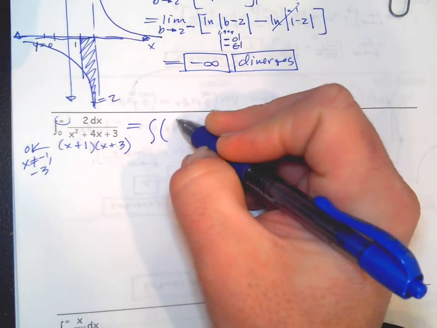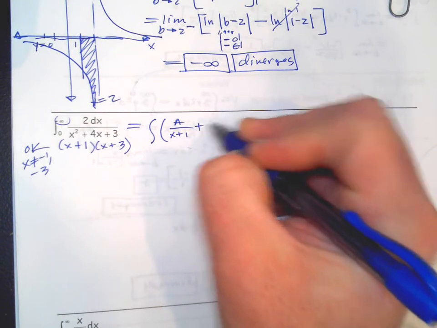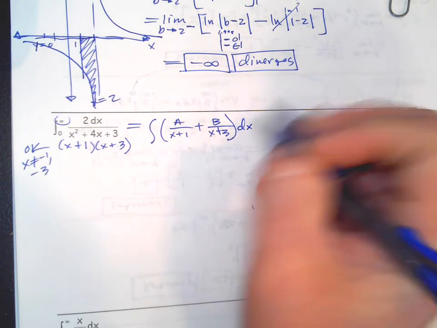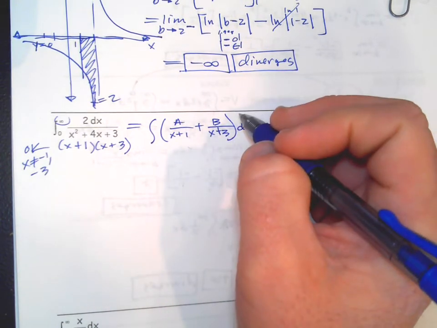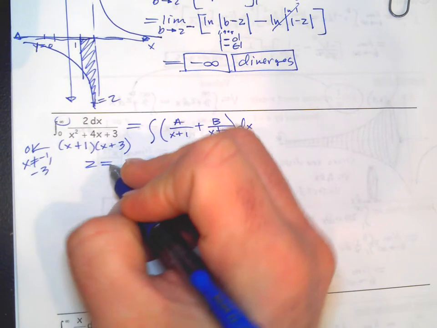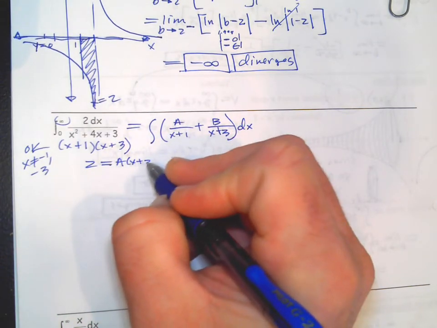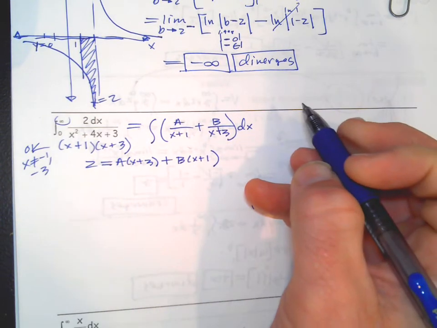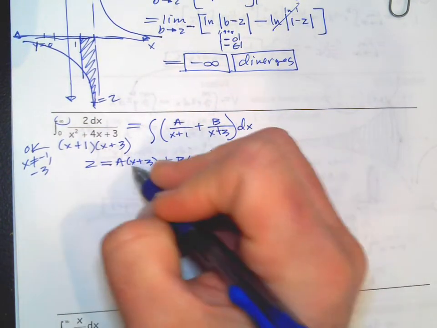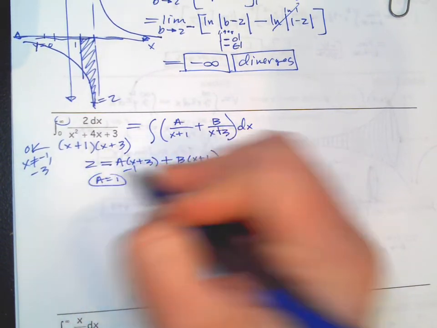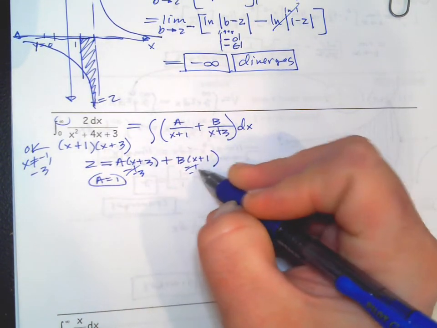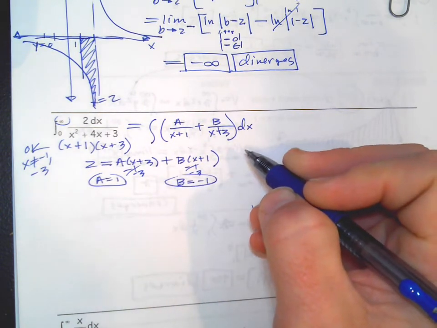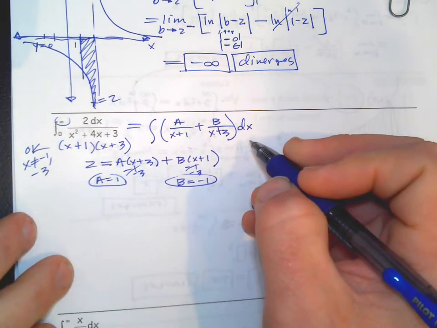Now, I'm going to say A over x plus 1, B over x plus 3. We got to do partial fractions. Right? Now, pause the video and try this yourself. You should be getting really good at this. Multiply through by the least common denominator. We can put negative 1 in everywhere. A equals 1. We can put negative 3 everywhere. B equals negative 1.